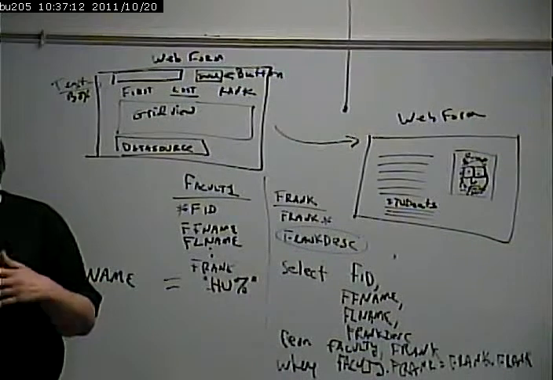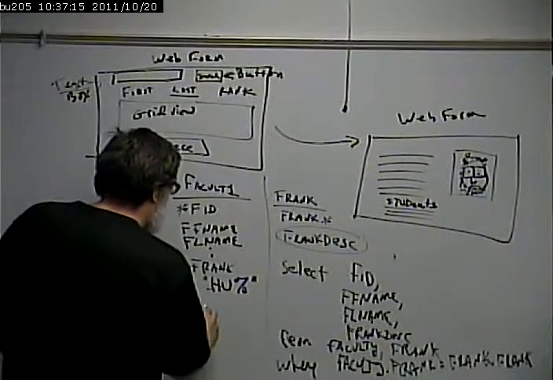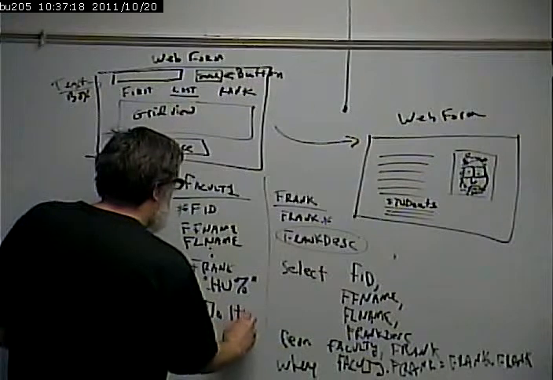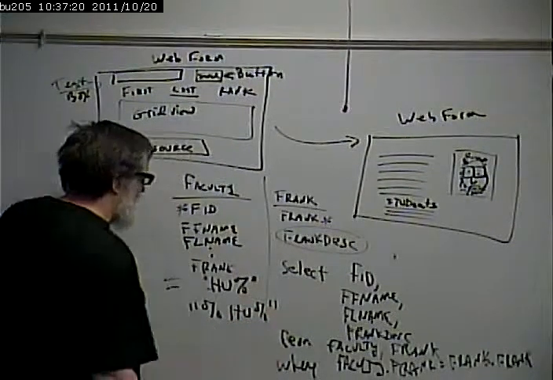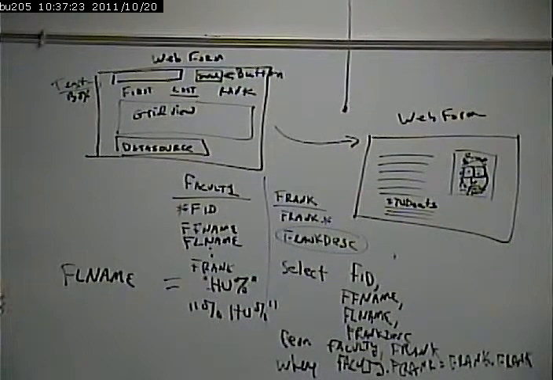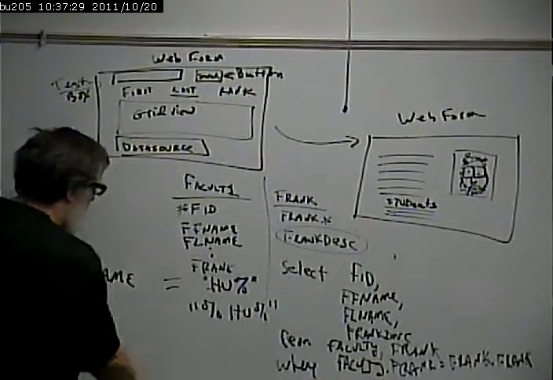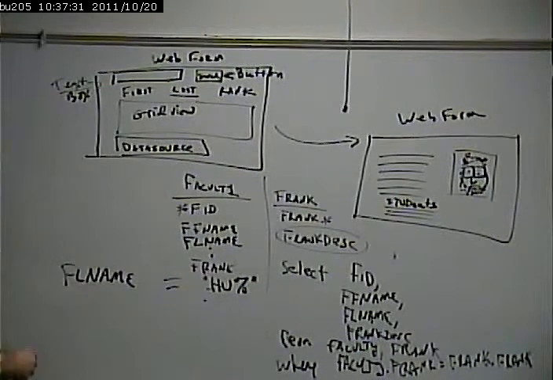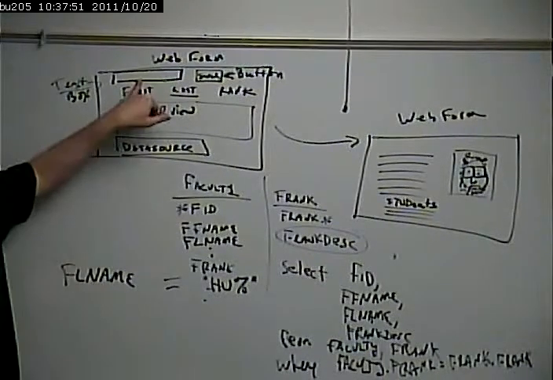Again, if I wanted the HU anywhere in there, instead of HU percentage, I do percentage HU percentage. Then it would match Huffman and Donahue, for example. Now, the problem is we're not always looking for Huffman. We're not always looking for people whose name starts with HU. We're looking for people whose name starts with something different every time, potentially. Where do we get the name that we're looking for? We get it from the text box.